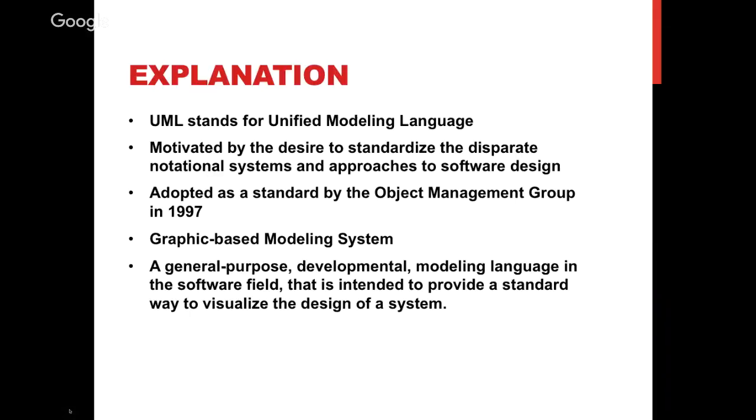So just to explain what a UML is, UML stands for Unified Modeling Language. Its creation was motivated by the desire to standardize the disparate notational systems and approaches to software design. It was adopted as a standard by the Object Management Group in 1997, and this organization has been managing the UML ever since. And in 2005, UML was also published by the International Organization for Standardization, or the ISO, as an approved ISO standard.